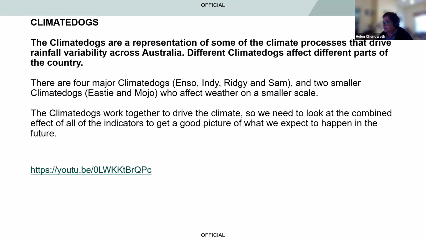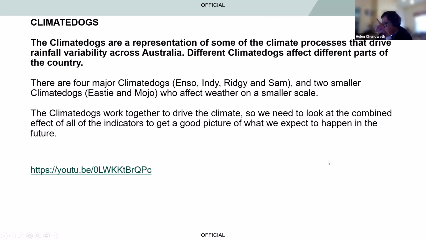They were put together, actually an initiative from our department a few years ago, and have since not just been for Victoria but Australia-wide. They're a fantastic way of explaining some of the drivers of climate and weather that we experience. And I'll just give you that overview climate dog information for you now. So basically climate dogs are working together to drive the climate. So we need to look at the combined effect of all the indicators to get a good picture of what to expect to happen in the future.